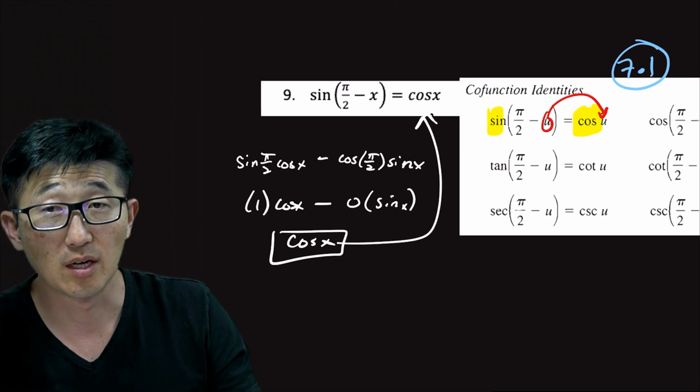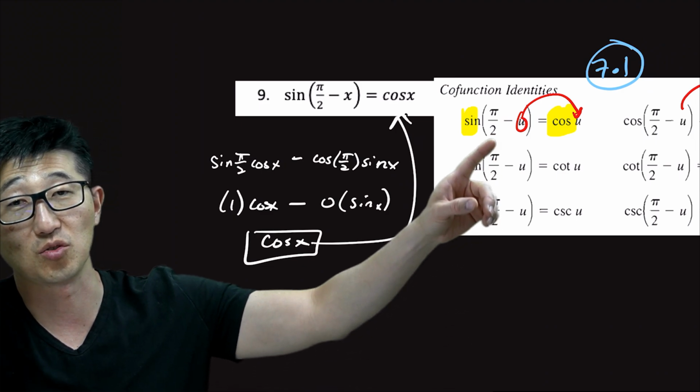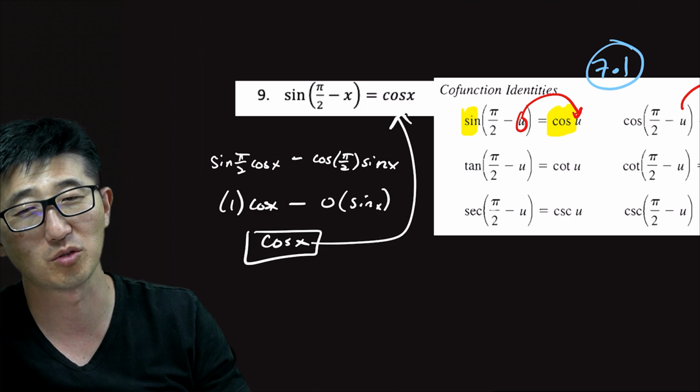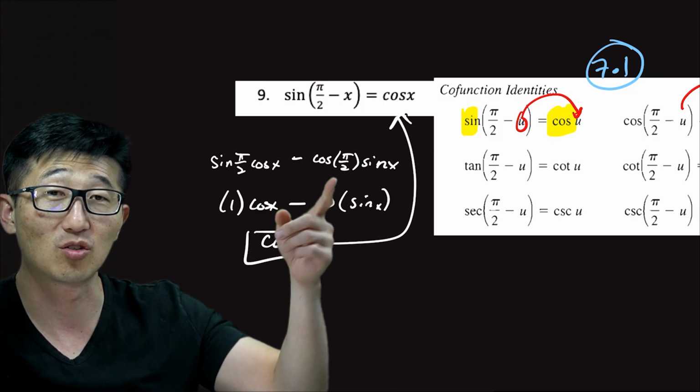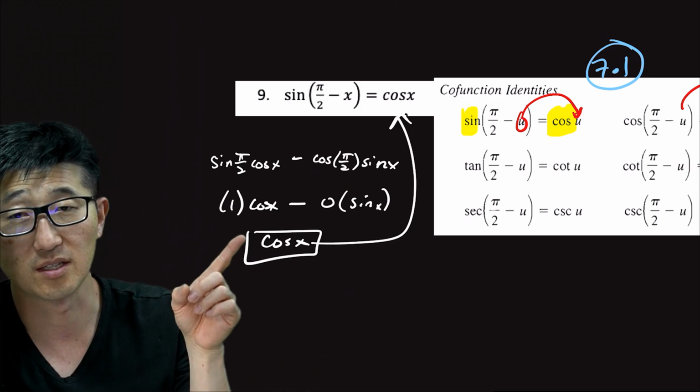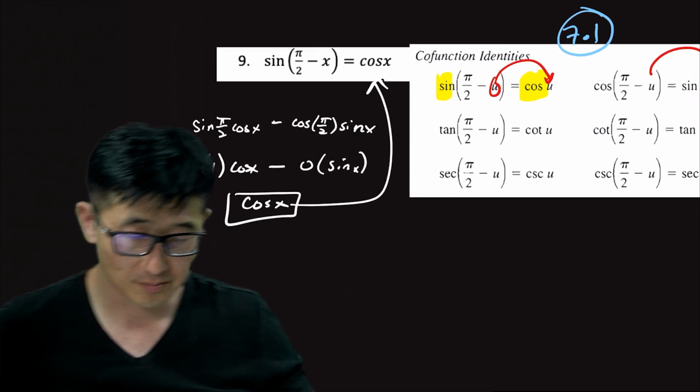Now, you should ask her, can I just use the co-function identities? And she'll say, did you memorize it? I actually don't know what she's going to say. But if you ask her, do you mean for us to use the sum and difference formula? Then this is what it is.